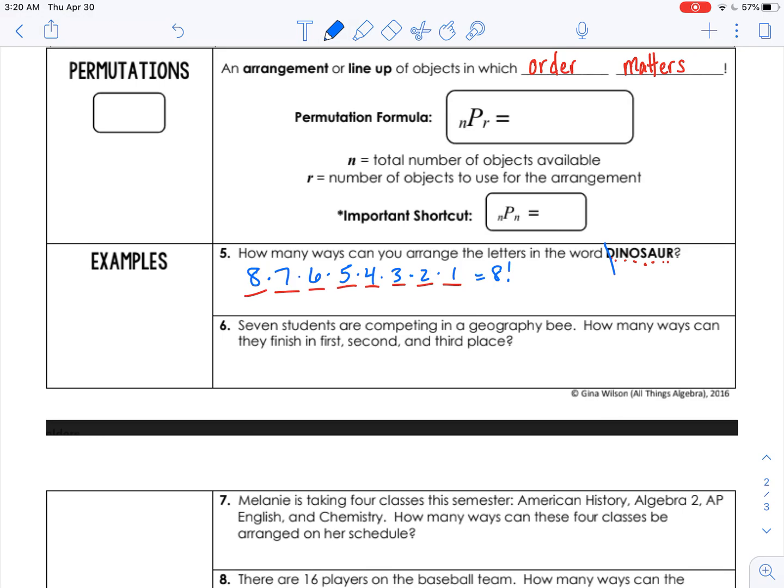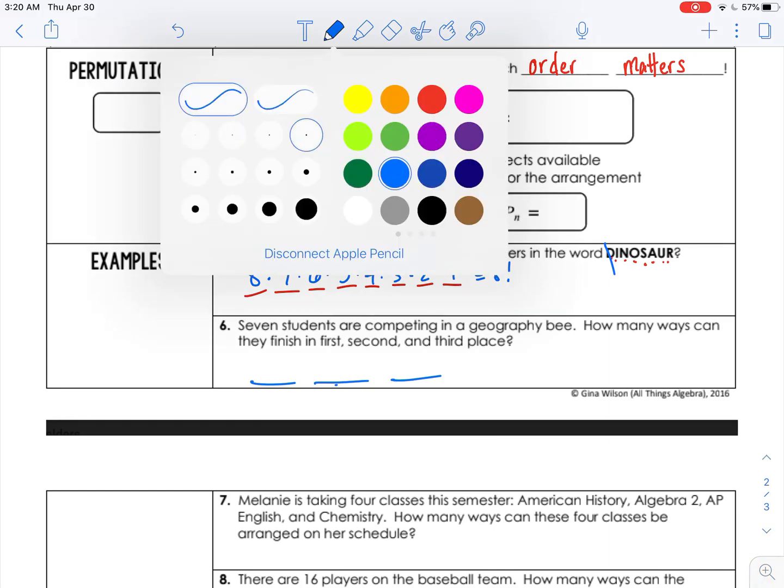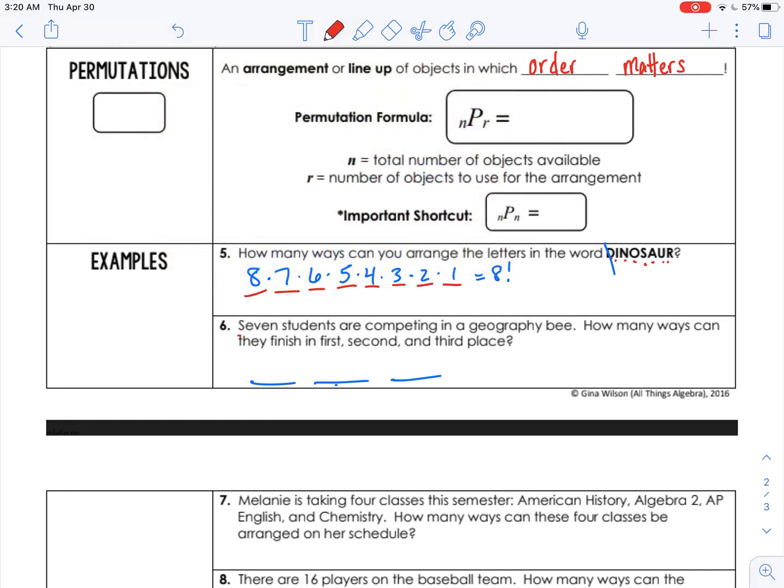So let's see. Number 6. I've got 7 students competing in a geography bee, whatever that is. And I want to know how many ways can I finish first, second, and third. So how many kids am I picking from? Well, 7 kids total. So how many kids could possibly win first place? Well, 7 kids could possibly win first.